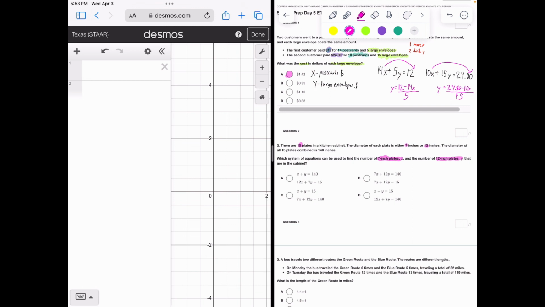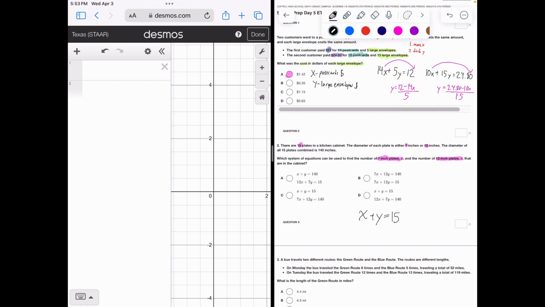We know there's a total of 15 plates. So that means if I take the number of 7-inch plates, the X, and the number of 12-inch plates, Y, small plates plus the big plates, equals a grand total of 15 plates.